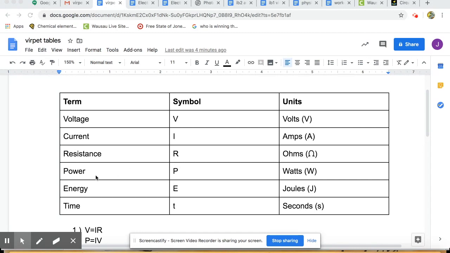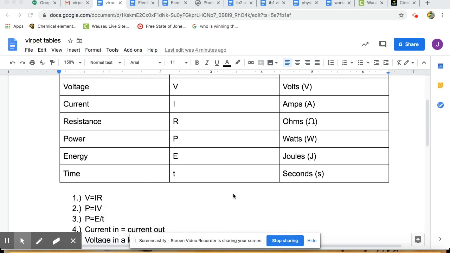Power is how much power it takes to power the circuit, or how much energy it uses over time. The symbol is P, and watts is the unit for power, labeled as W. Energy is just how much energy the circuit or the device uses, labeled as E. The unit used for energy is joules. And then time is obviously how much time the circuit is operating, in seconds.